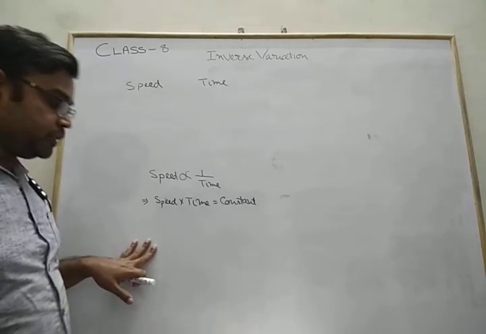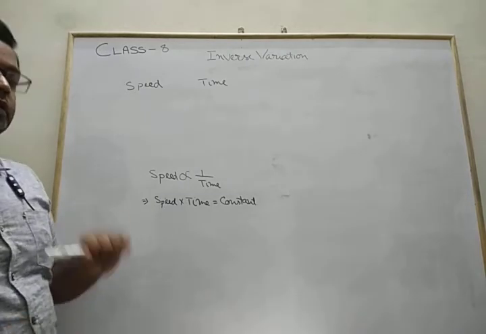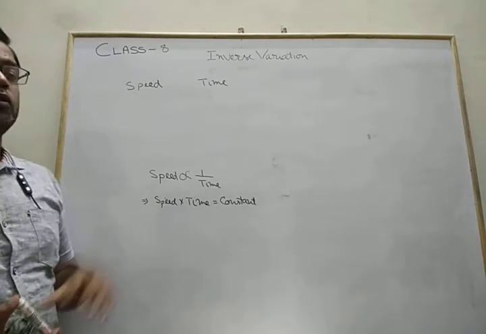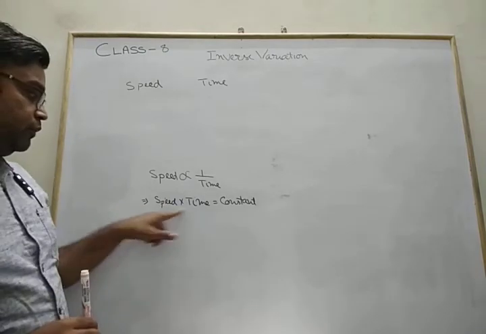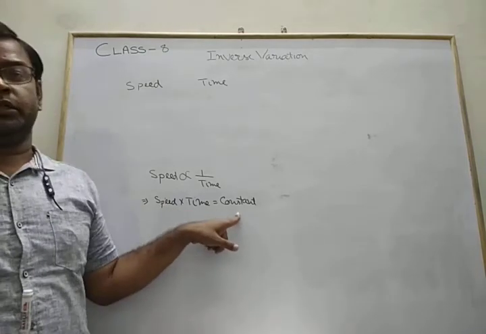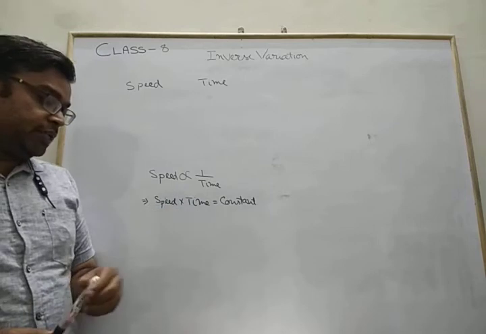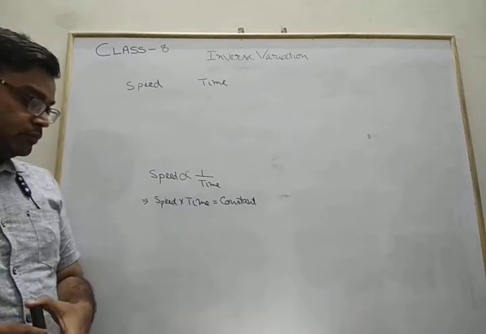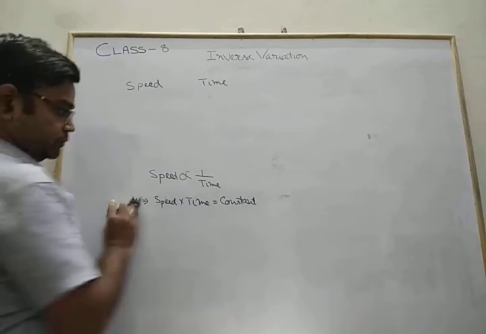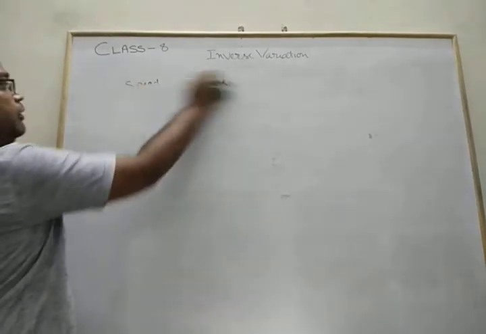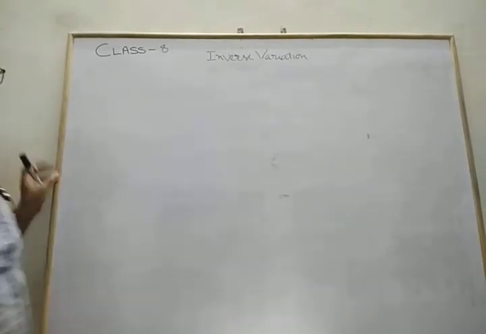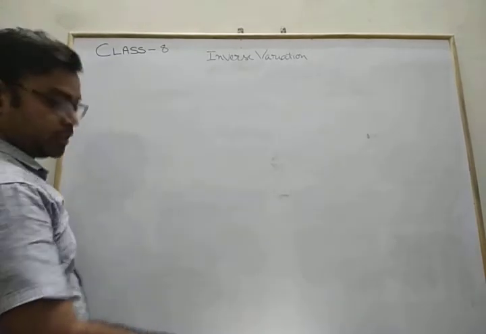Now, what is the meaning of inverse? Inverse means the product of two given quantities is always a constant. The product of two given quantities is always a constant. So we can easily solve this one. See the questions given. I am taking examples from the exercise. So let's start.